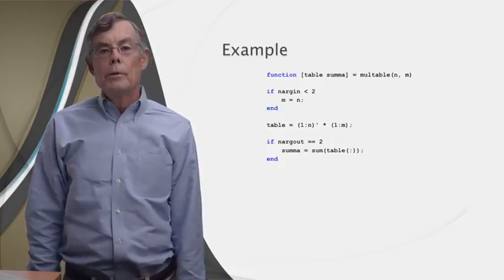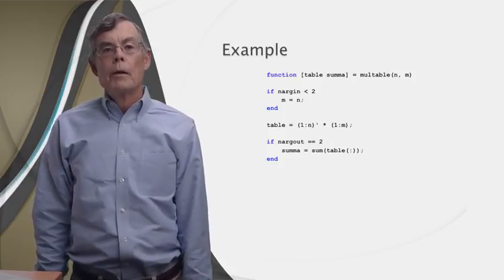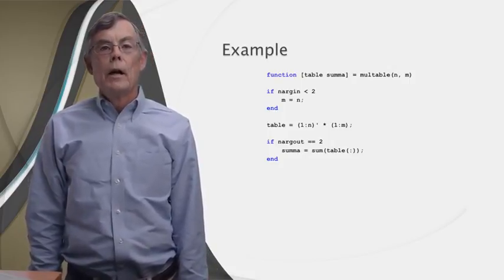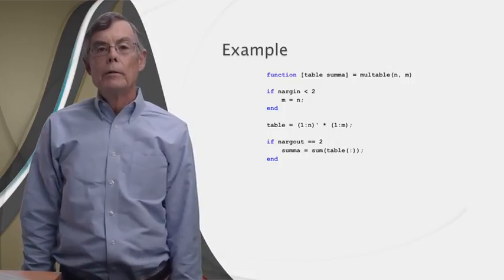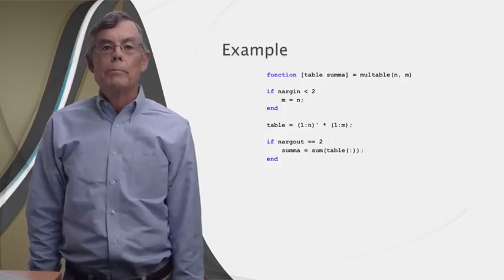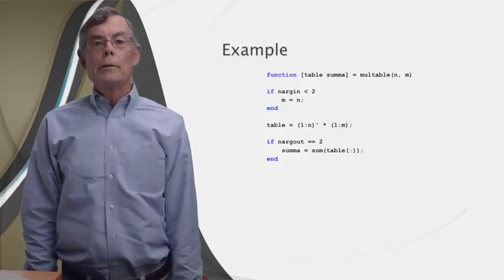Remember that sum computes the sums of the columns of a matrix and returns them in a vector? Well, that's not what we want. So here, we use the colon argument to create a vector from all the elements of the table. That's done with a colon. And then we give that to sum and it'll add them all up. If nargout is 1, then we avoid sum entirely.